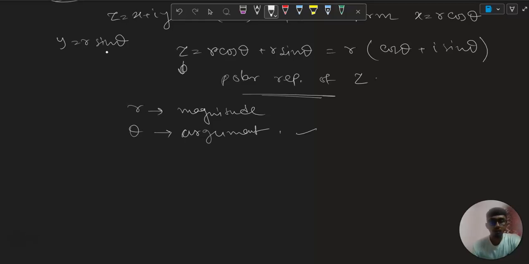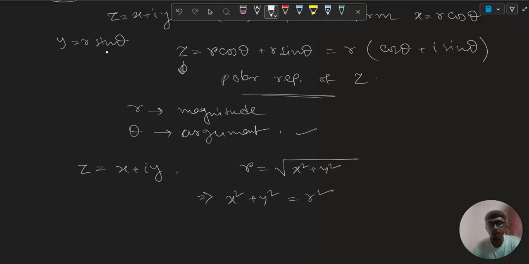Now we may be wondering, why do we write x equal to r cos theta and y equal to r sin theta? From where did we get this? Let me just make it clear over here. We knew that the magnitude, when z equals x plus iy, was r equal to root under x square plus y square. So from there we can clearly write x square plus y square equal to r square.